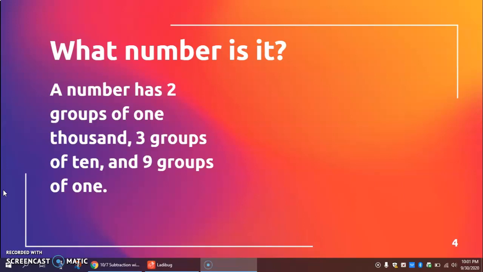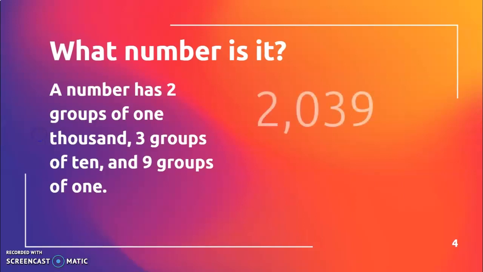So that tells me, since it goes up to the thousands, I'm going to have 4 digits, but there's not going to be anything in the hundreds place. What do you think my number's going to be? 2039. So I have 2 groups in the thousands place, no groups in the hundreds like I said, 3 groups in my tens place, and 9 groups in my ones.